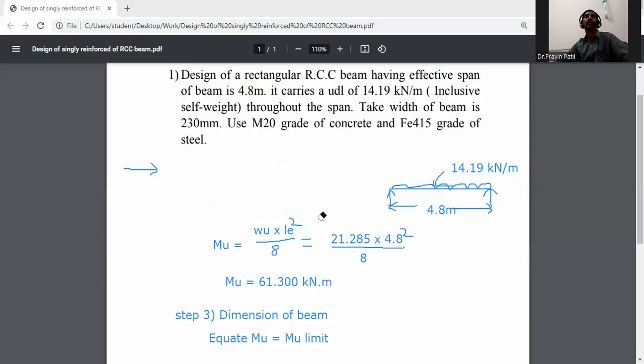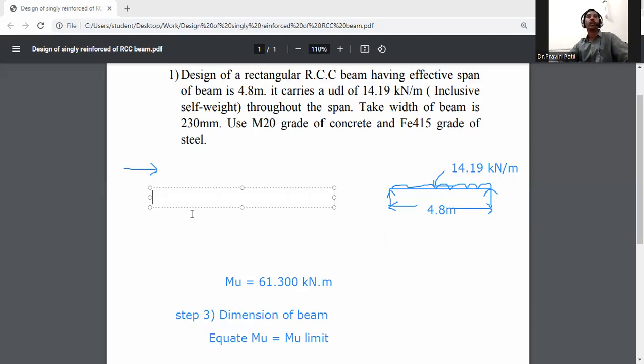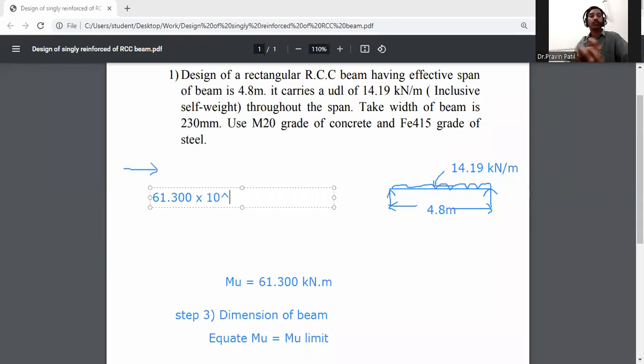So Mu is equal to Mu limit. Mu is 61.300 into 10 to the 6 Newton mm. So, Mu limiting for Fe415 is 0.138 into fck into b into d square. This 61.300 into 10 to 6 is equal to 0.138 fck b d square.